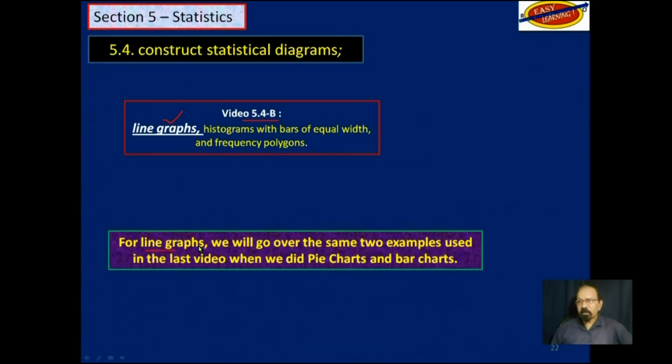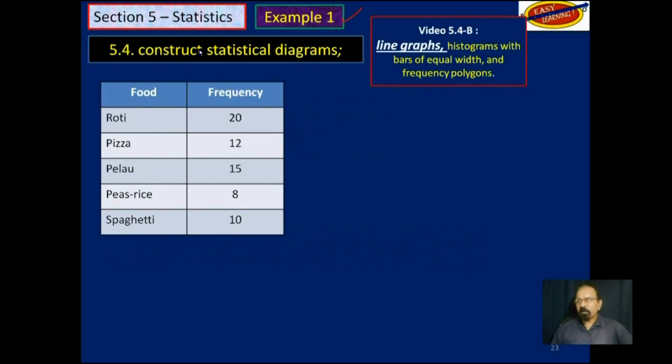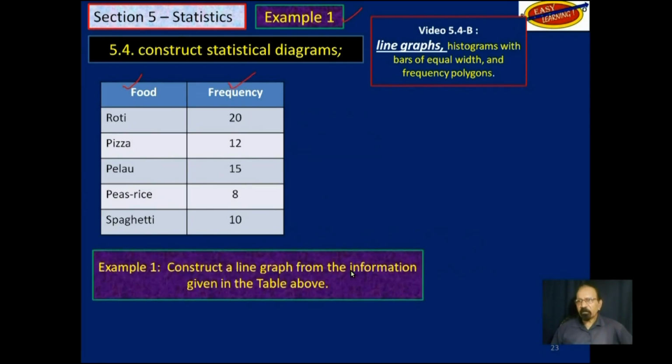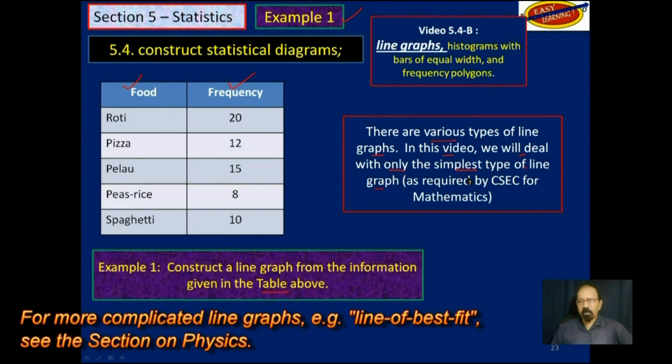For line graphs, we will go over the same 2 examples we used in the last video when we did pie chart and bar charts. So example 1, you have favorite food here and frequency. Construct a line graph from the information given in the table above. Now, there are various types of line graphs. Now, in this video, we will deal with only the simplest type of line graph as required by CSEC for mathematics.